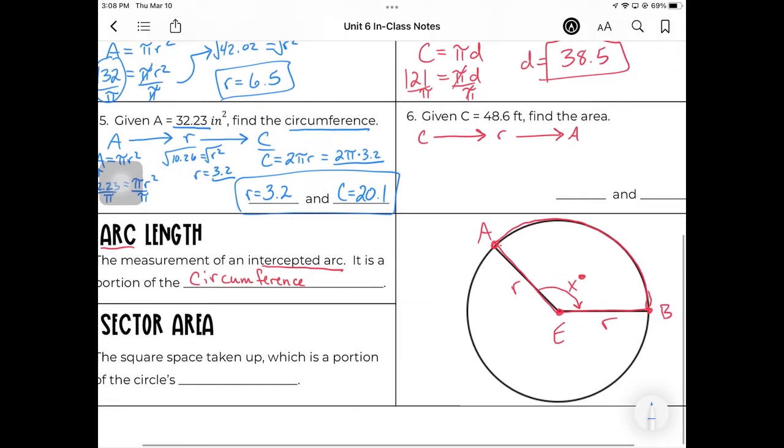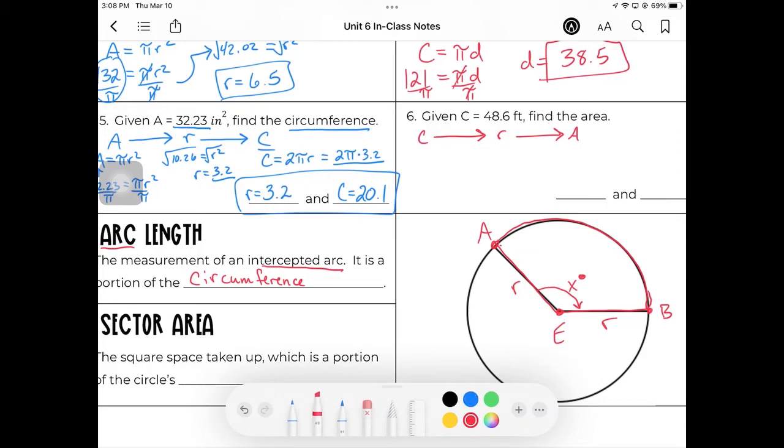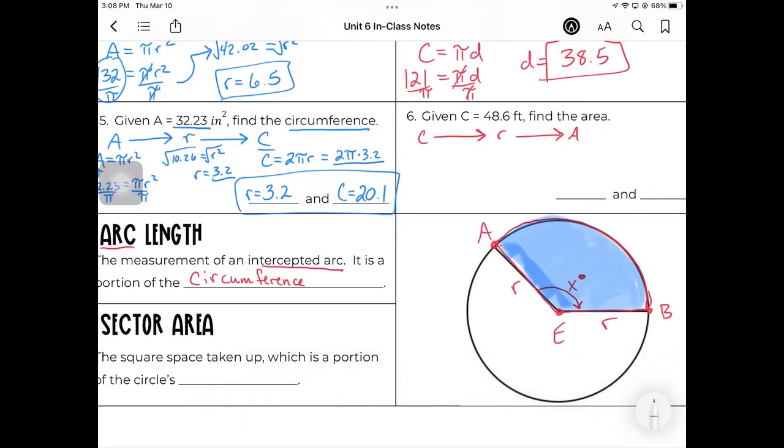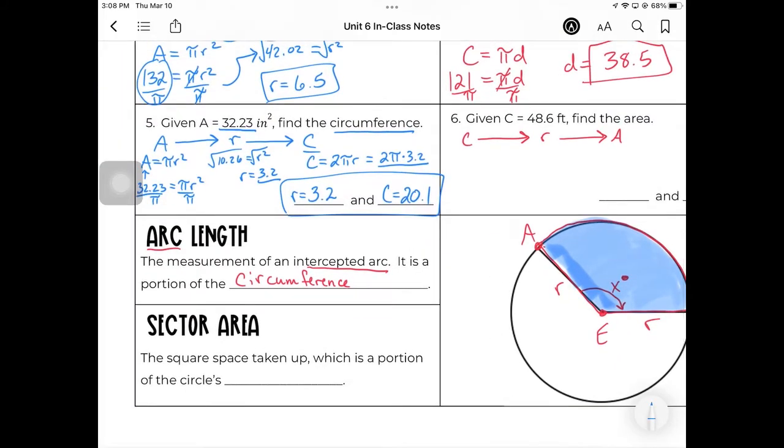Well, that also creates this idea of this section. Whenever I put this boundary in with one radius, the other radius, and then the arc, that region has an area that we could measure, and that would be a portion of the circle's total area. That's the amount of square space taken up in that sector. We call that a sector.